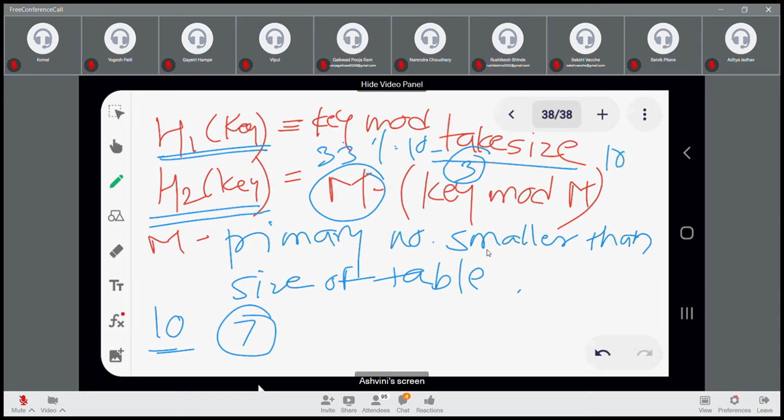We are going to apply this to solve the problem. So should I consider an example for this now? Concept is clear? Ma'am, please repeat once. Okay.